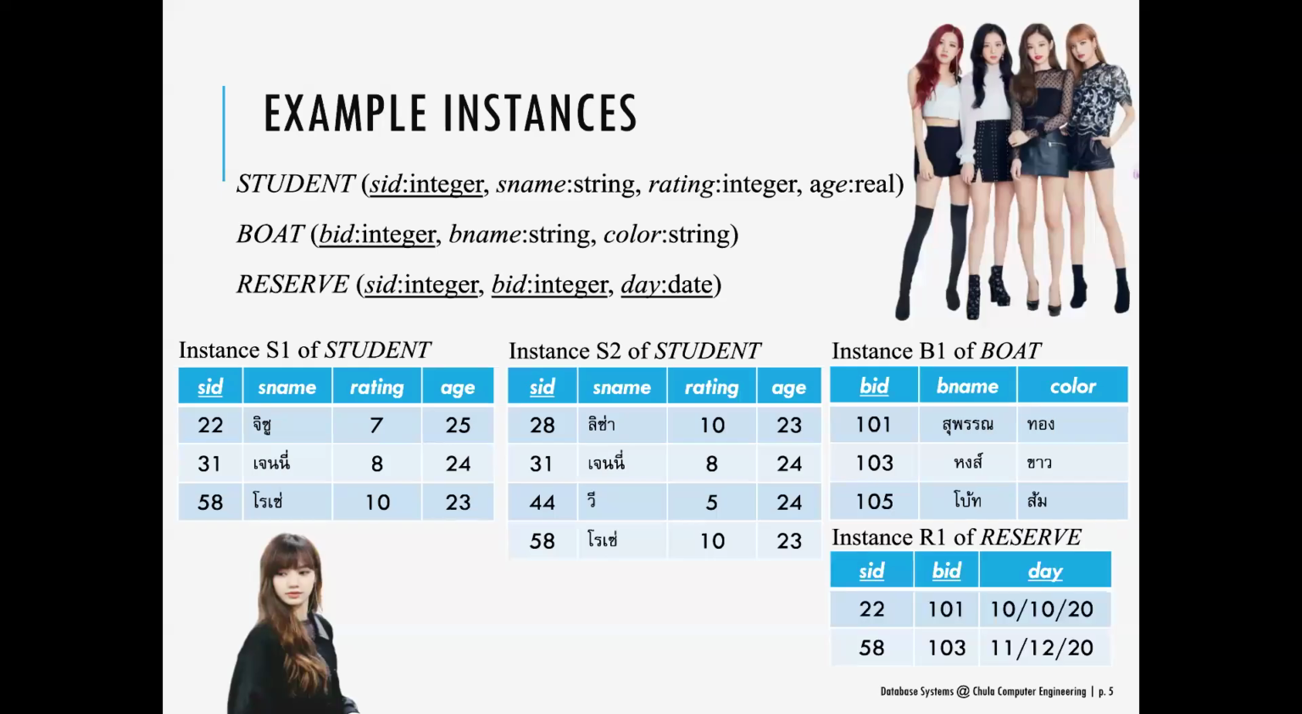Now, I also have another relation called reserve, and the instance is R1. In R1, I have student ID 22 reserving the boat 101 on that specific day, and also student number 58 reserving the boat 103 on another day. So you can see I am going to use this example of instances for computation afterward.